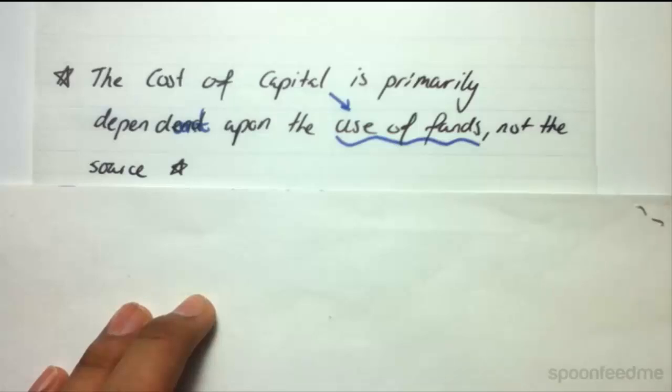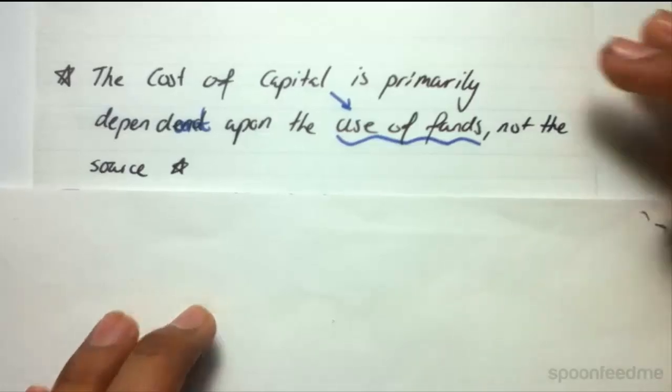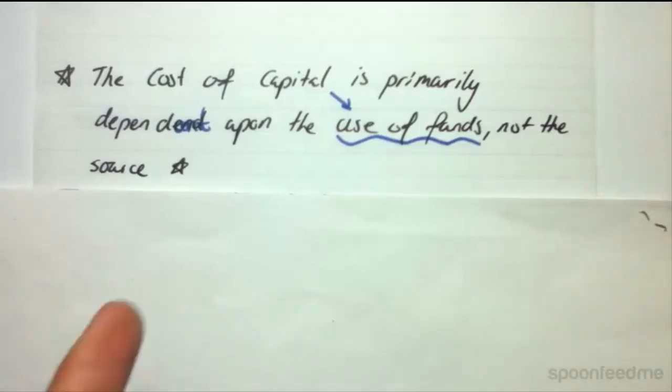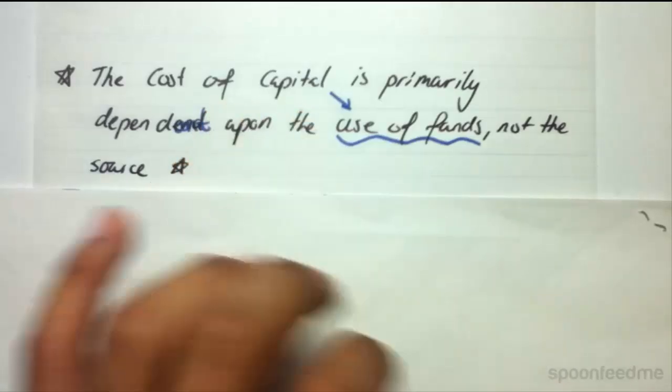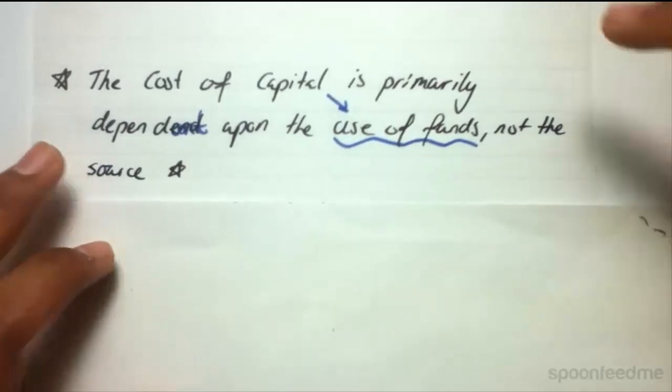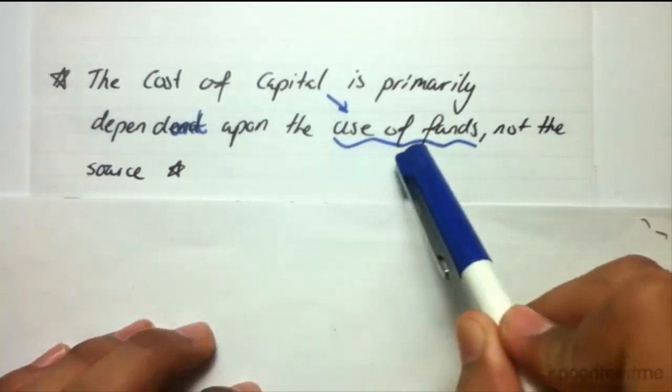Okay? How I use it in risky projects. One might be like, hey, you got the capital from this person, thus it's that person who should more or less have a big impact, have a dependency upon your cost of capital. No, that's not true. It depends on how we use the funds.